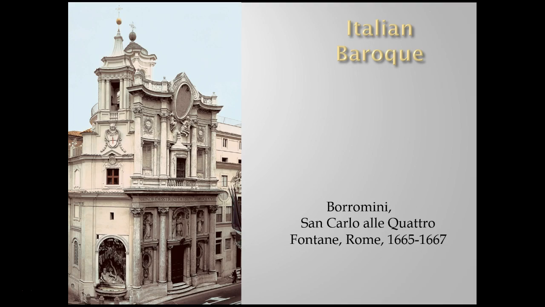We're going to move and look at another church. This was done by Francesco Borromini, who was an Italian architect born in Italy, and he was a leading figure in the emergence of Roman Baroque architecture. He's a keen student of the architecture of Michelangelo, and yes, Michelangelo, in addition to sculpture and being a great painter, was also a fantastic architect.